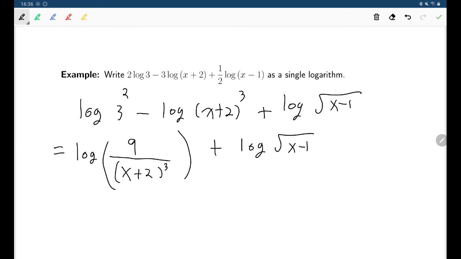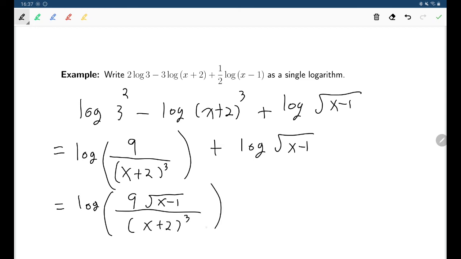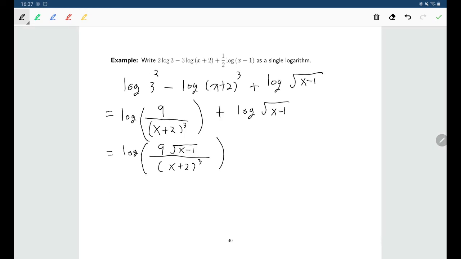And then finally, I have one log plus another, and when you have two logs with the same base that are being added, you are just multiplying their insides. So 9 over x plus 2 cubed multiplied by that root gives me 9 times that root over x plus 2 cubed. And there we go. There's our single logarithm for the expression that I started with.